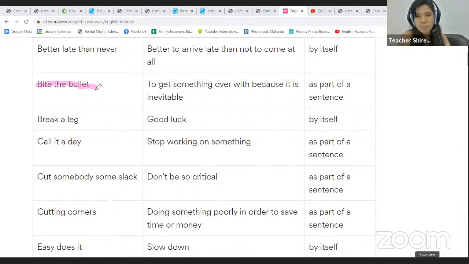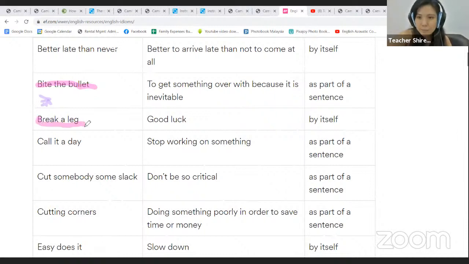Okay, let's say for example, mommy asked me to do some cleaning. I don't really like it, but I'm going to bite the bullet and clean it up anyway. I'm going to wash my toilet anyway. I'm going to bite the bullet and just get the toilet clean. Got it? I can't run away because my mom says I have to do it. Okay, next.